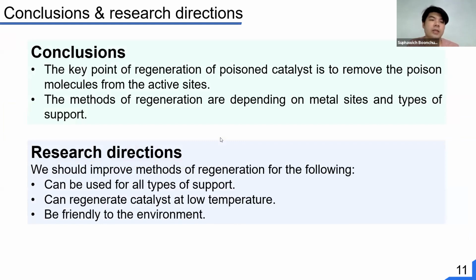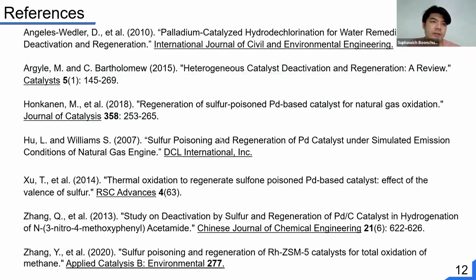Conclusion: we can conclude that the point of regeneration of poisoned catalyst is to remove the poison molecule from the active site, and the method of regeneration depends on the metal site and type of support. In the future, we should improve the methods so they can be used for all types of support, can regenerate the catalyst at low temperature to avoid sintering, and be friendly to the environment. Thank you.